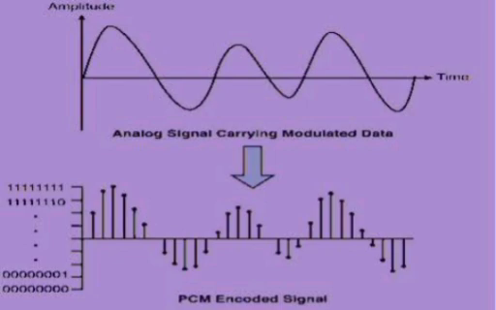PWM is generated using 555 timer in monostable multivibrator mode. PPM is generated using 555 timer by using PWM as a trigger signal in monostable multivibrator mode. Comparison of PAM, PWM, PPM.